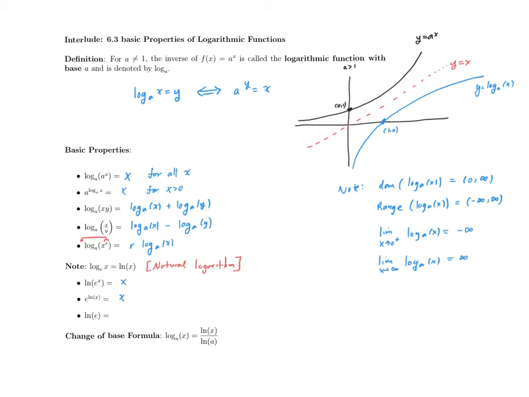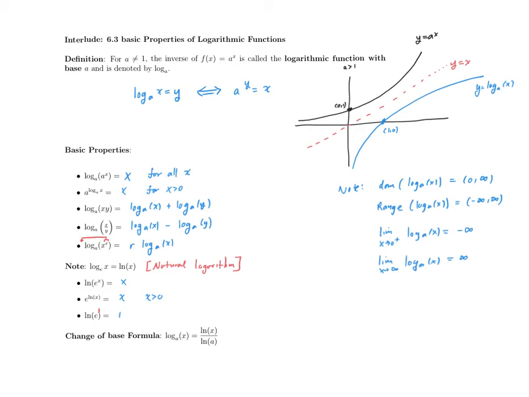But note there is a restriction here. We need a positive input for a logarithm function. Its domain is 0 to infinity. And finally, natural log of e is really natural log of e raised to the first power. And what we would get back is simply that 1.